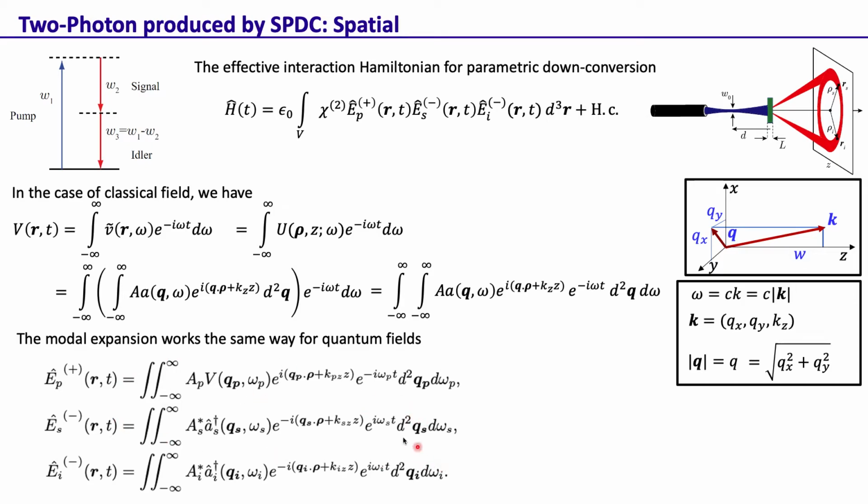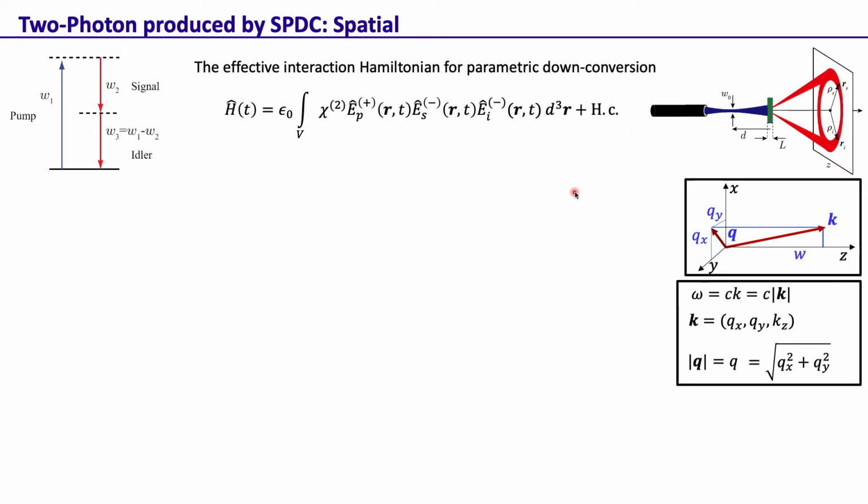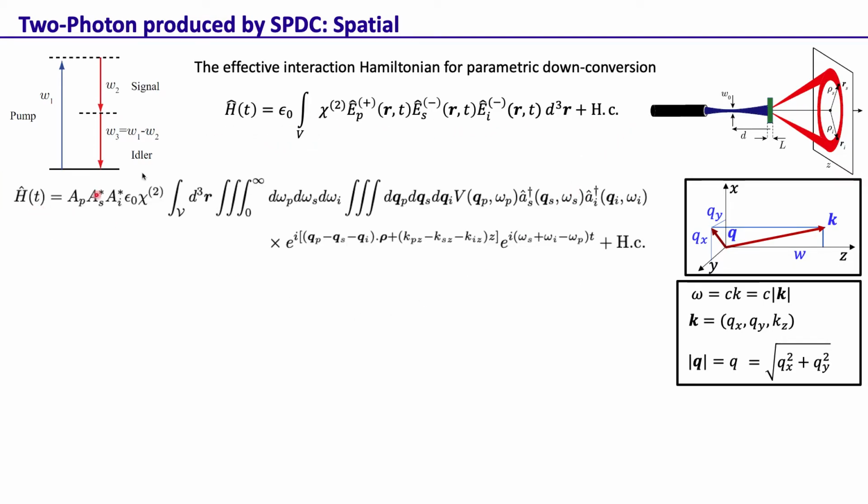Okay, so with this modal expansion, we can substitute this E_p^+, E_s^-, E_i^- in this Hamiltonian here, and after substituting, we can see that this interaction Hamiltonian can be written in this manner. So, that's the big Hamiltonian we have here.